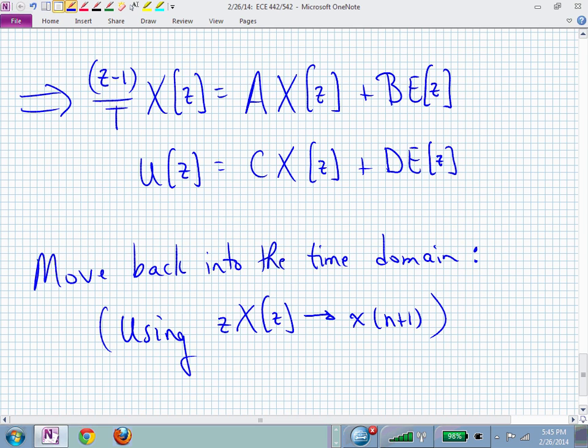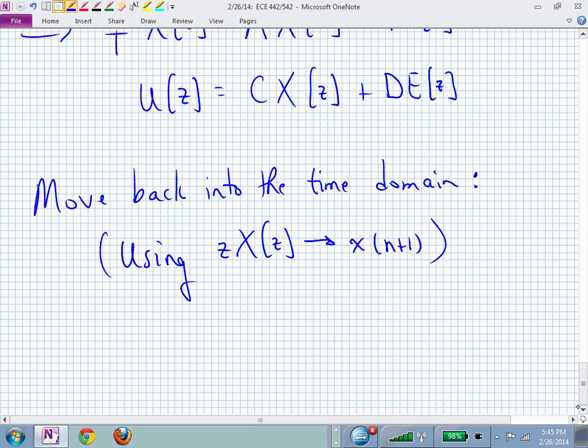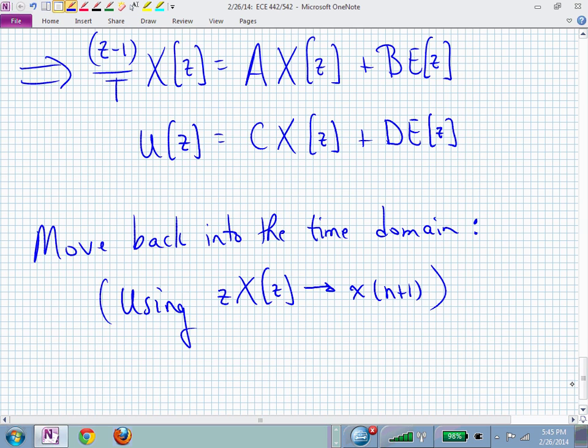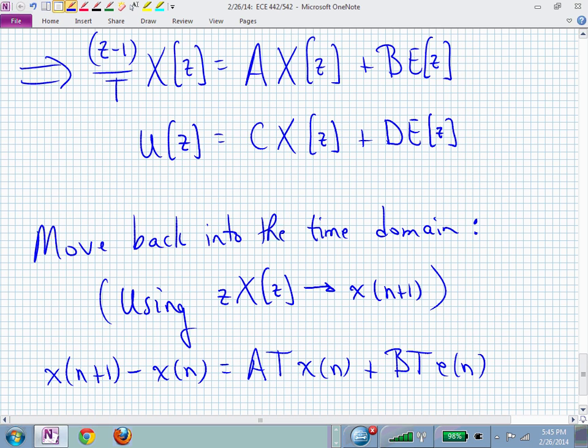And x is a vector. It could be 12 tall. X could have 12 different components. Doing that, we now can say that we have x of n plus 1 minus little x of n equaling A T x of n plus B T e of n. Is that clear where that came from?